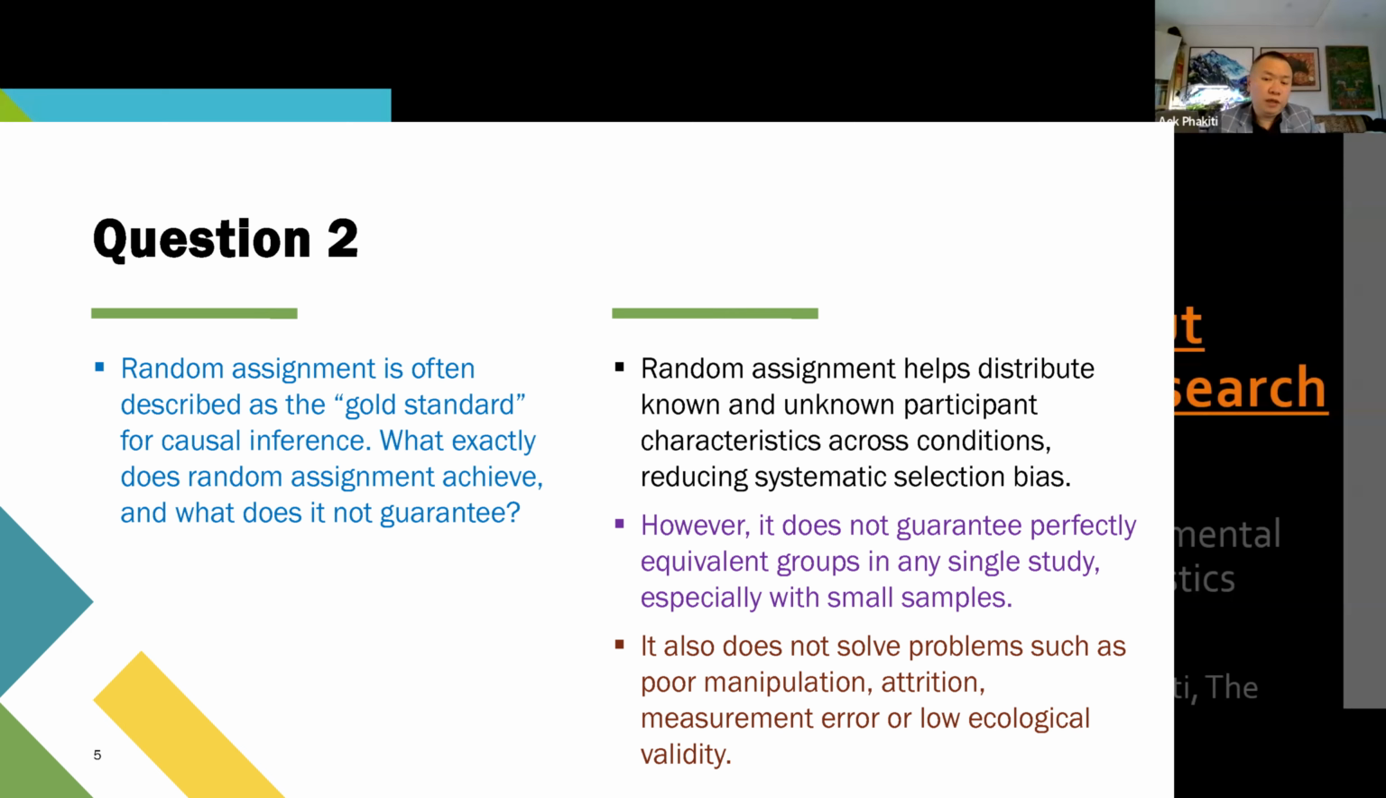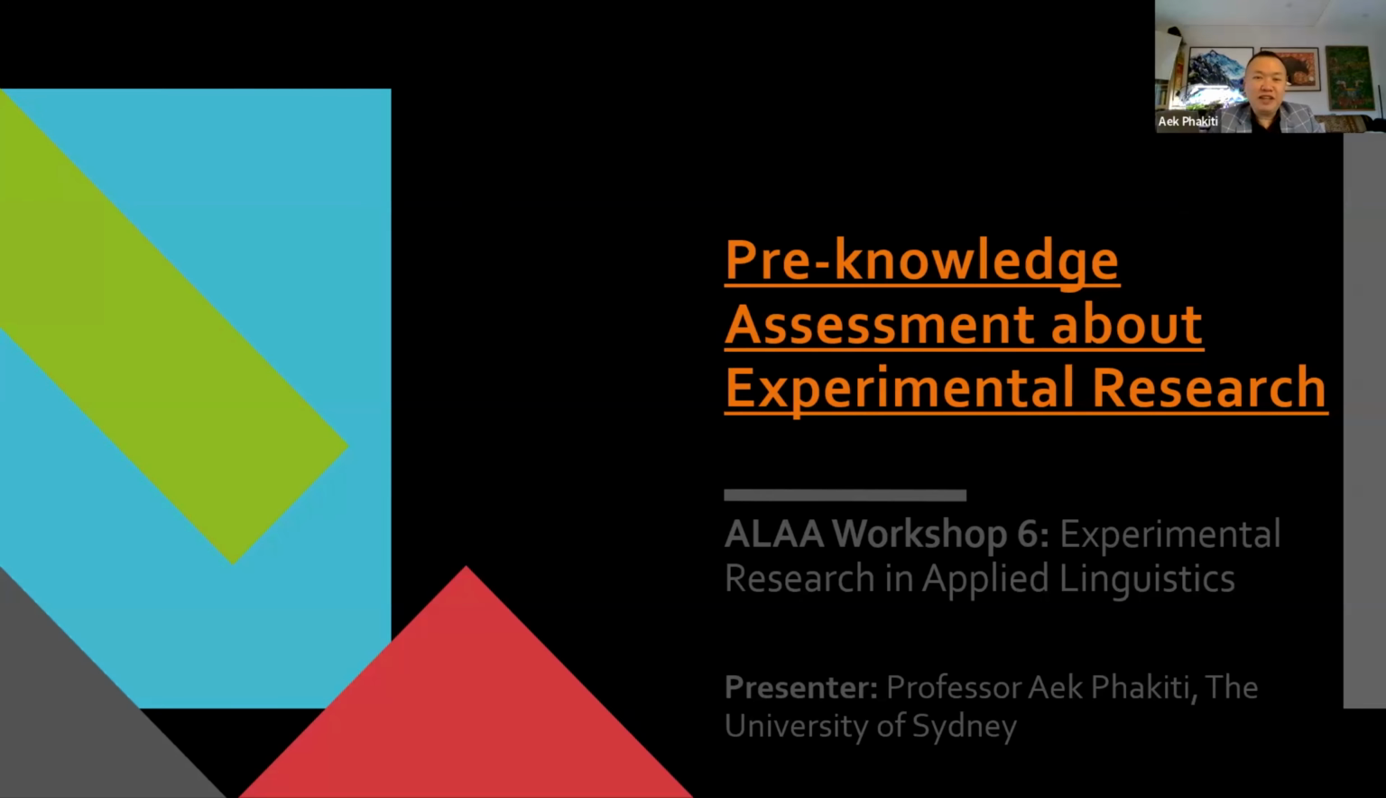For example, it doesn't solve problems of poor manipulation. So you might set up the conditions poorly. You still have a lot of holes in your experiment, and then even if you do random assignment, it still doesn't help, right? Or even sometimes there could be attrition problems, right? People drop out.